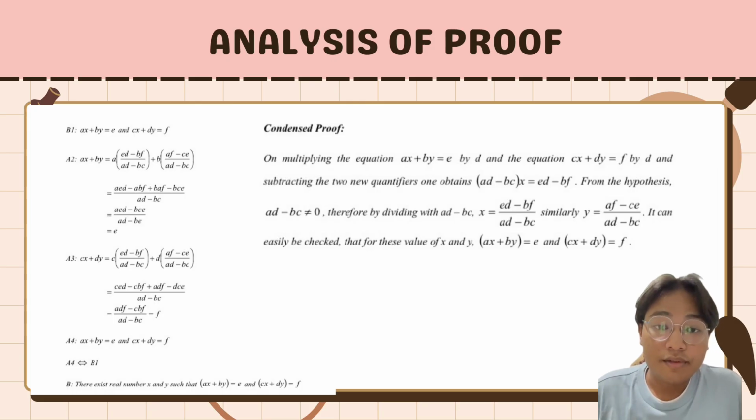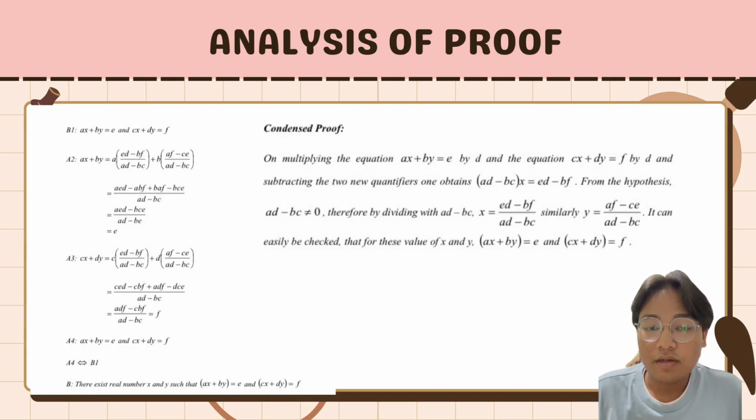And we move to the condensed proof. On multiplying the equation AX plus BY equals E by D, and the equation CX plus DY equals F by B, and subtracting the two new equations, one obtains (AD minus BC) x equals ED minus BF. From the hypothesis, AD minus BC is not equal to 0, therefore by dividing by AD minus BC, x equals (ED minus BF) over (AD minus BC).